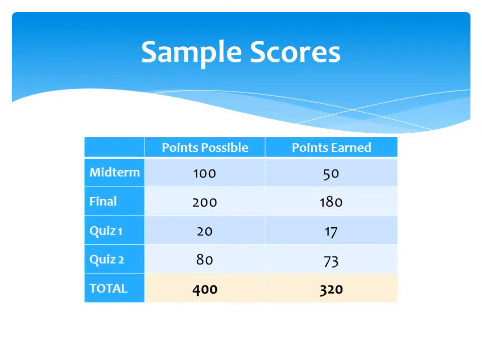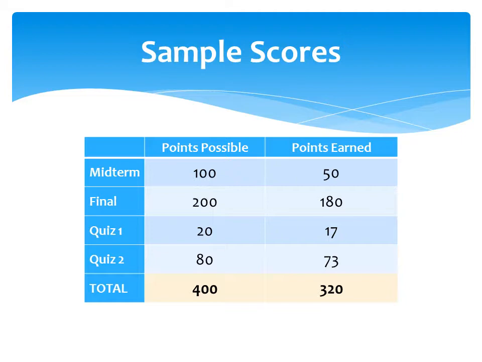let's say you have a student who earned the following scores. On the midterm, he got 50 out of 100, then scored quite a bit better on the final with 180 out of 200 points. On the quizzes, he earned 17 out of 20 on the first one, and 73 out of 80 on the second quiz. So in summary, the student scored a total of 320 points out of 400 possible points for the class.